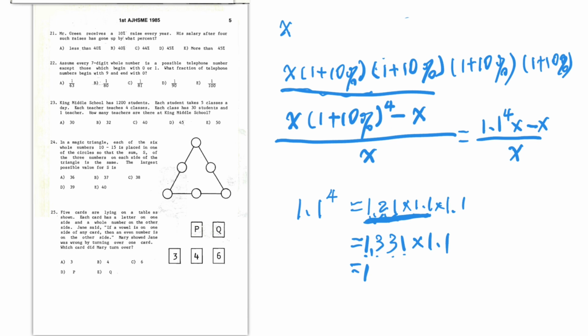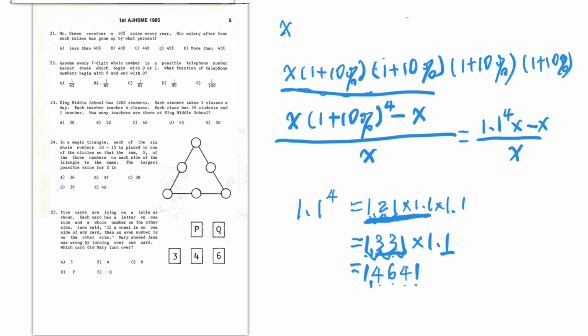Times another 1.1, still use the trick. First digit is 1, 1 plus 3 is 4, 3 plus 3 is 6, 1 plus 3 is 4, and then the last digit is 1. 3 decimal places plus 1 is 4 decimal places.